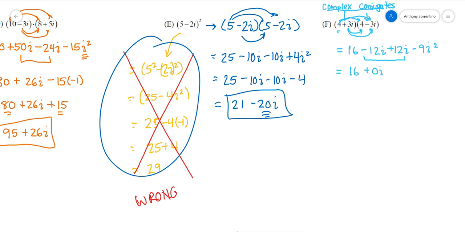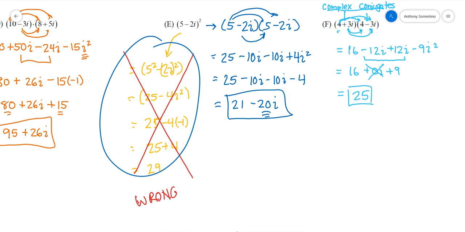Again, i squared should not be part of the structure, but i squared is negative 1, so negative 9 times negative 1 is a plus 9. Now again, there's really no need to write a 0i there. It just means that I don't have an imaginary part, and 16 plus 9 is 25.